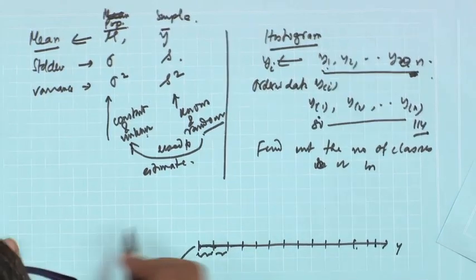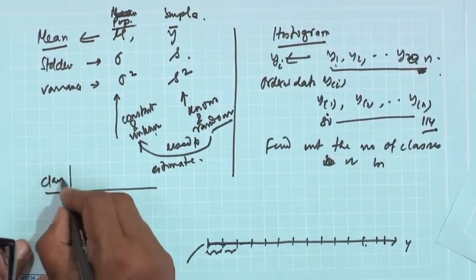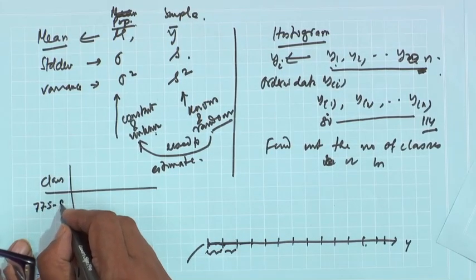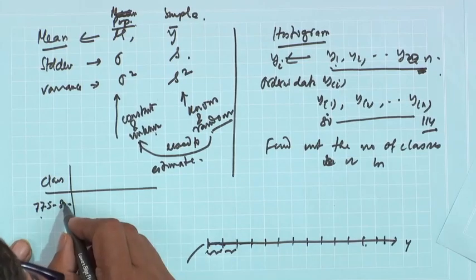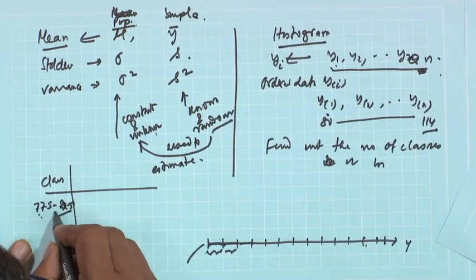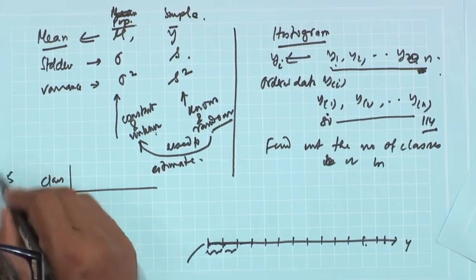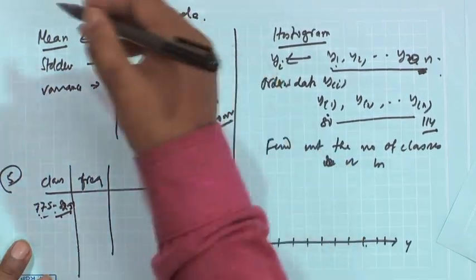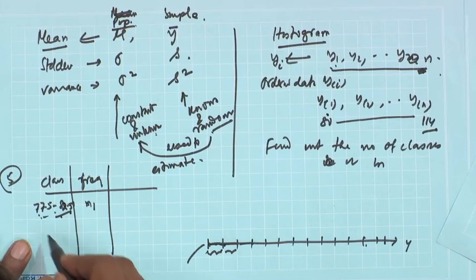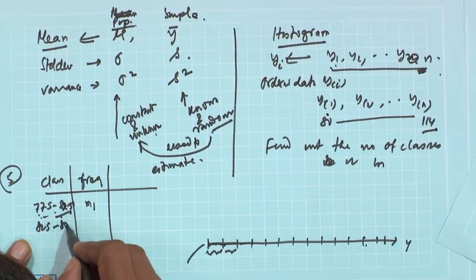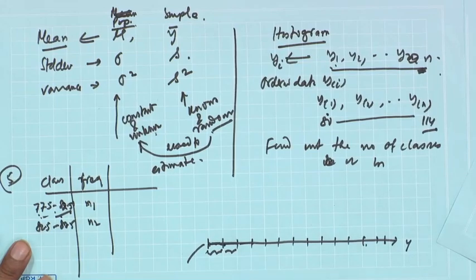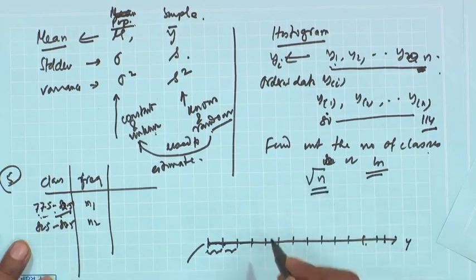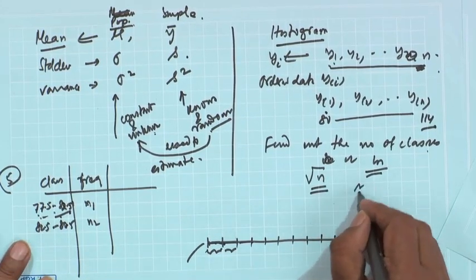Then you select the classes. For example, in this case we may select 72.5 to 77.5, that means the difference is 5. What is the frequency, how many data points fall under this, let it be n1. Then 82.5 to 87.5, let it be n2, like this. So, first you find out the number of classes. You use root n, if n is 24, it will be around 5.